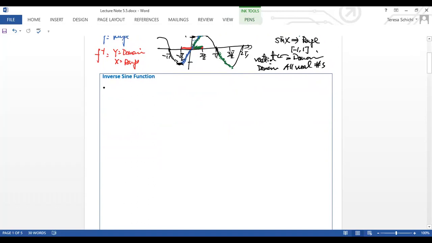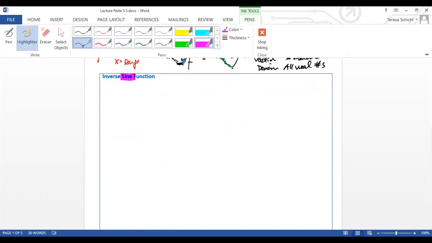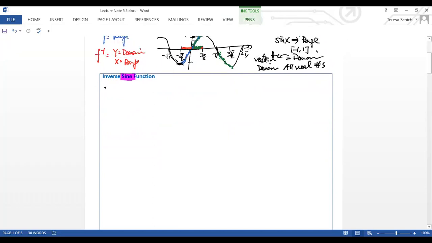Okay, so let's try to write down the inverse function for the sine function. So what is the inverse here? First, we say the inverse function of a sine is written as sine inverse. All right.